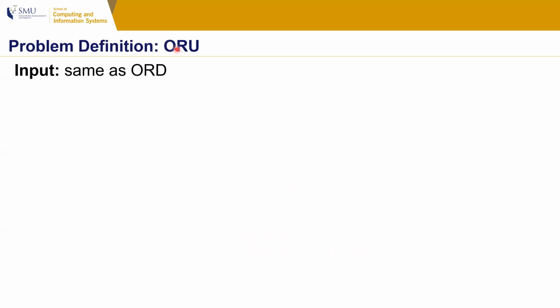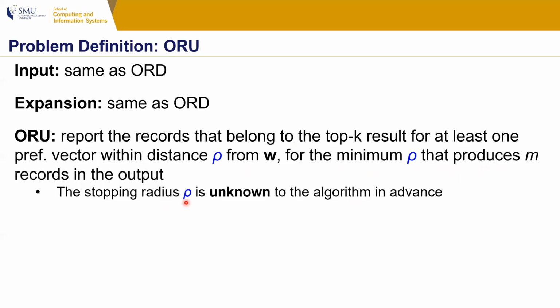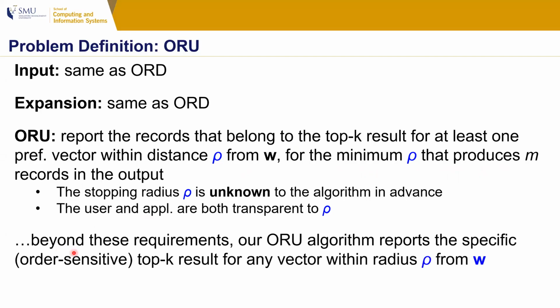So for the second operator we propose, which we call ORU, the input is the same as ORD, and the expansion process is the same as ORD. However, here we're reporting those records that belong to the top-K result for at least one preference vector within distance rho from the input SID vector W. And all that for the minimum rho that produces M records in the output. Once again, this stopping radius rho is unknown to the algorithm in advance, and the user and application do not have to bother about it.